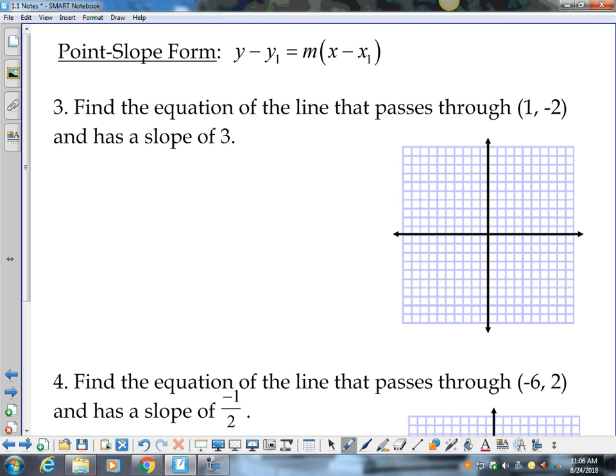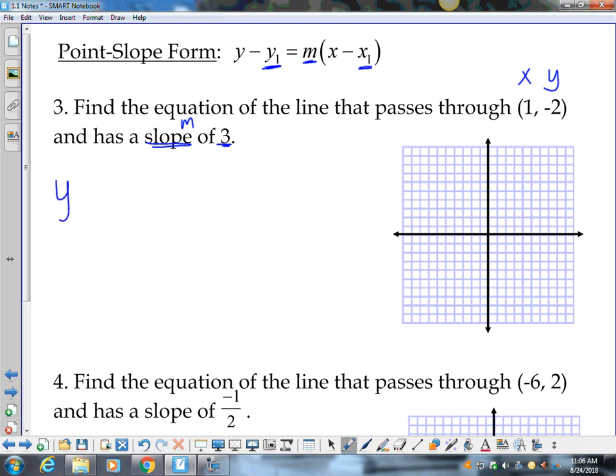Okay, so it says find the equation of a line that passes through (1, -2). This is a point, so this is my x and my y. So that's this guy and this guy. And has a slope. My slope is m. So that's the 3, that's that guy. Okay, so here I go.